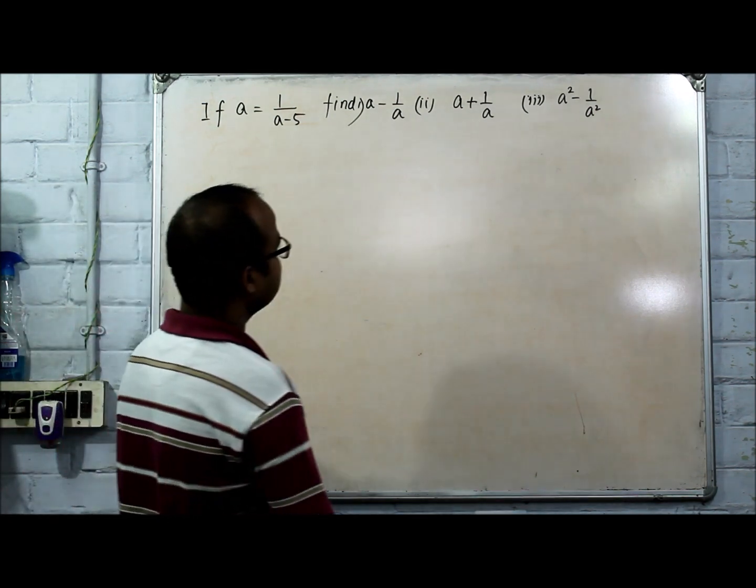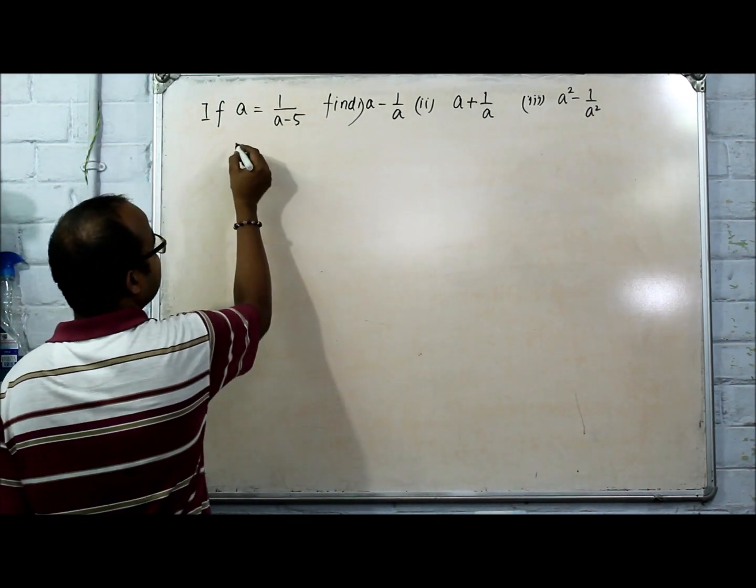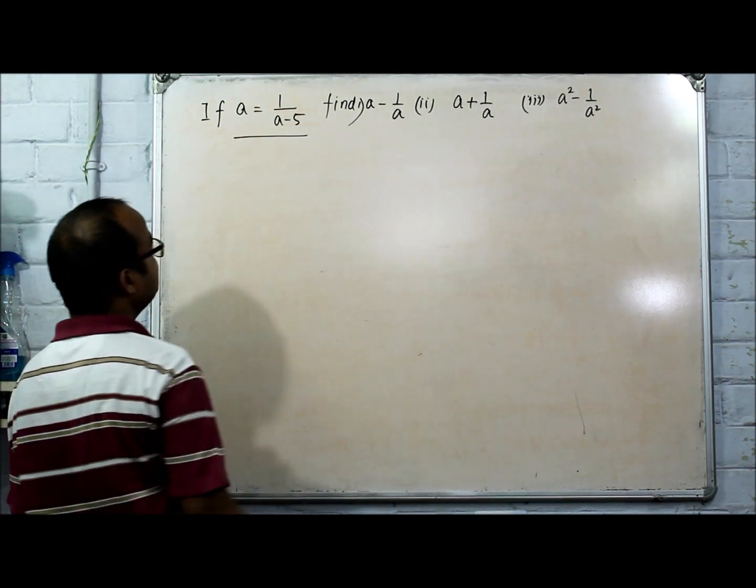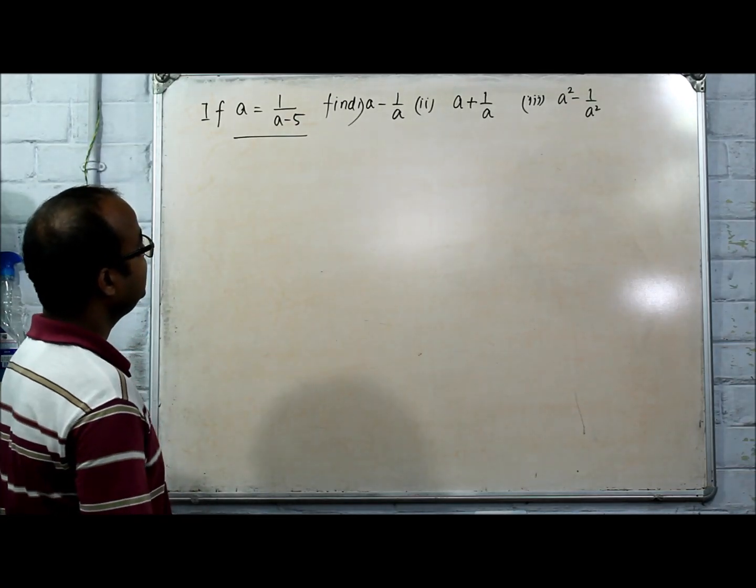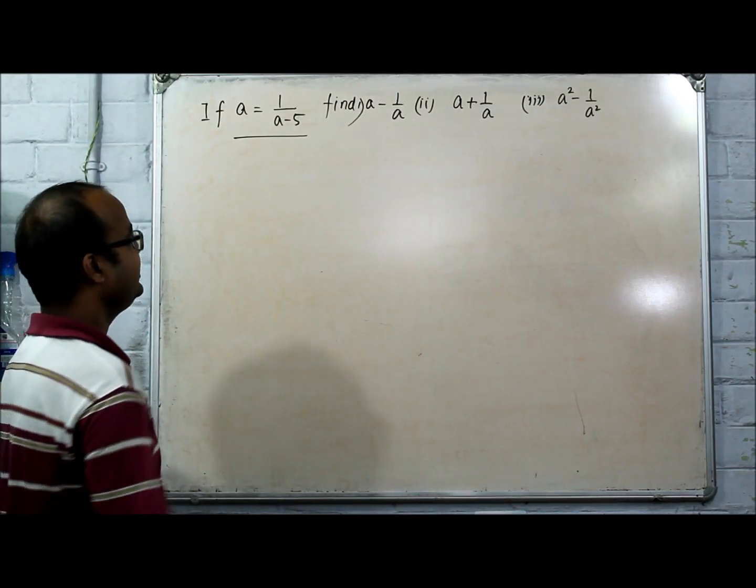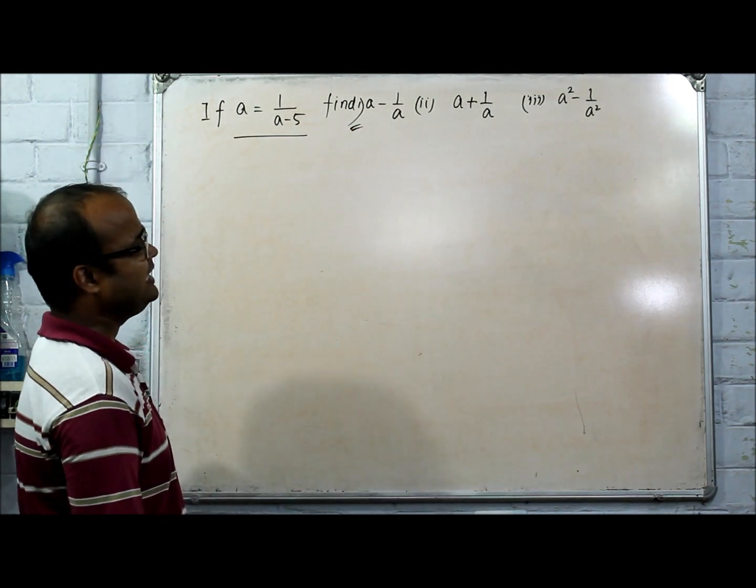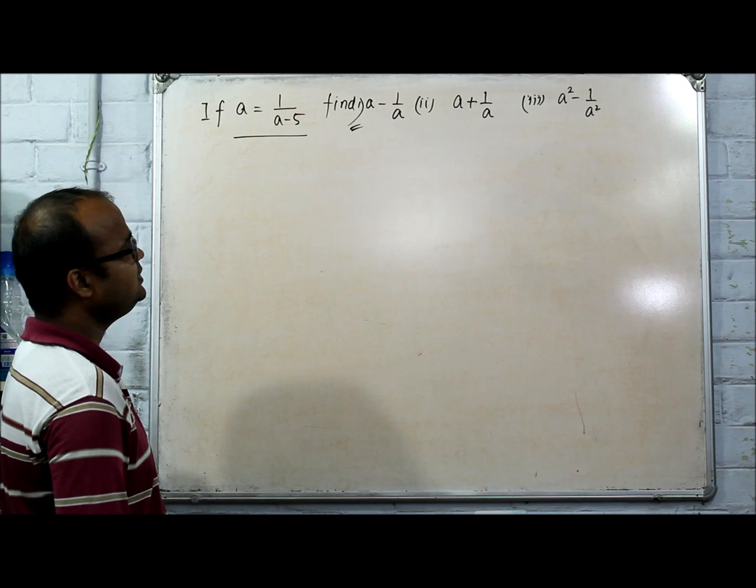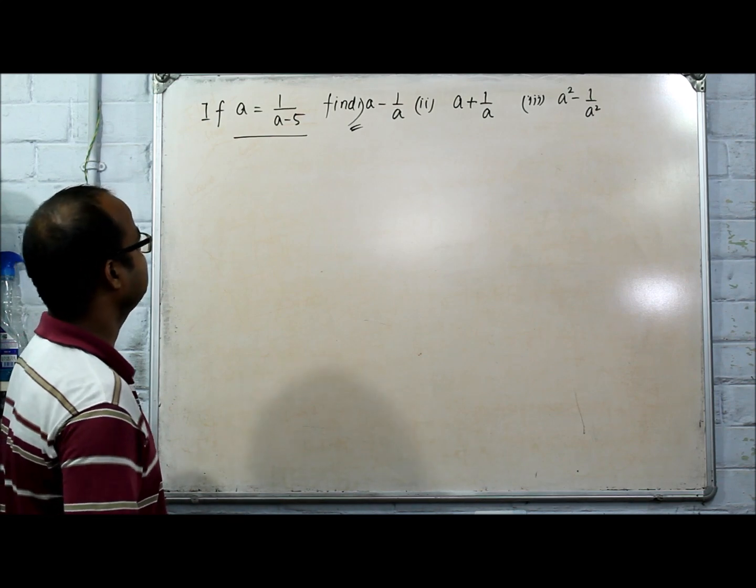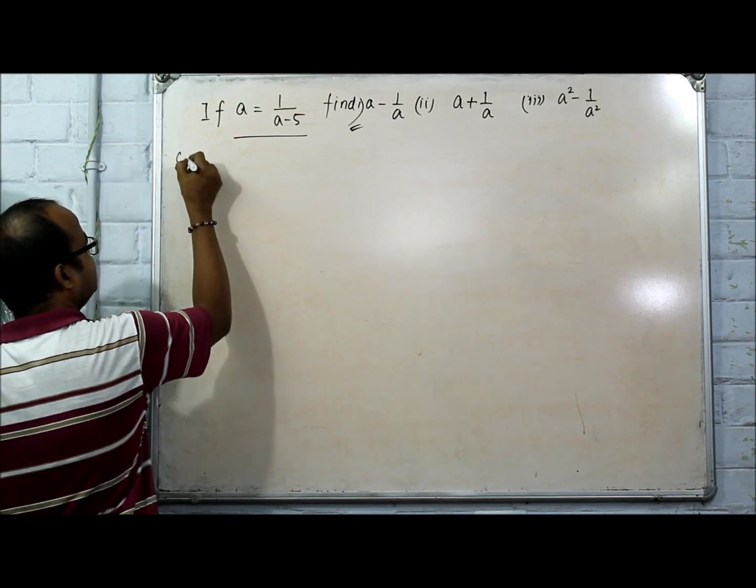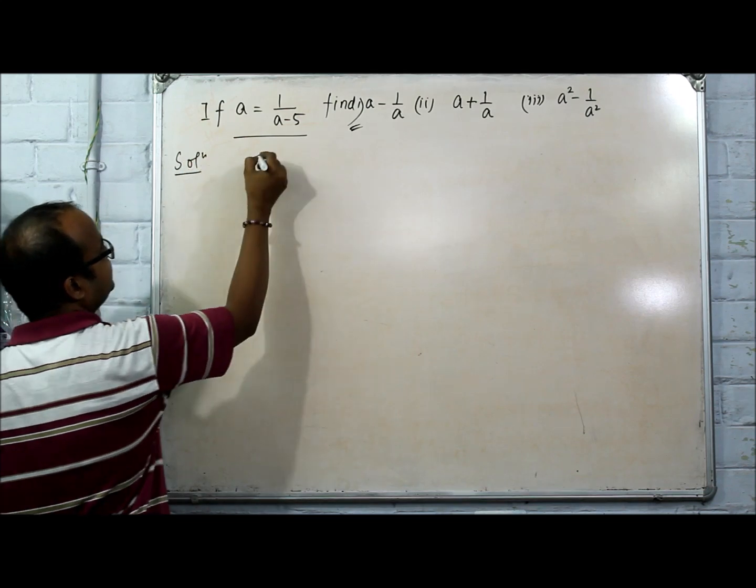Let us take another example. If a is equal to 1 upon a minus 5, you have to find out a minus 1 by a, a plus 1 by a, and a square minus 1 by a square. Let us start with the given expression.